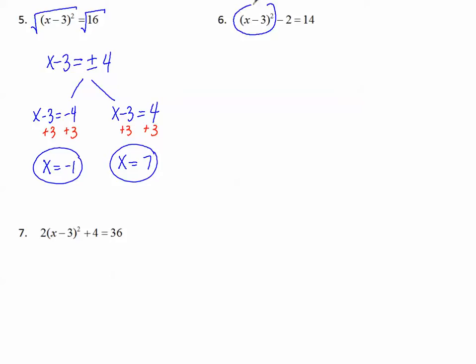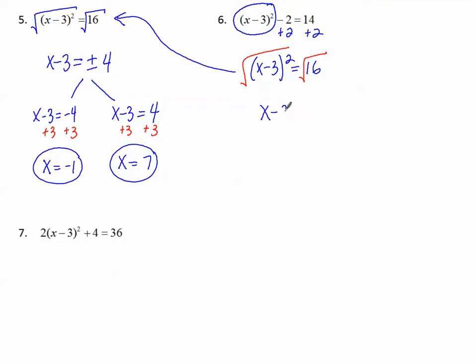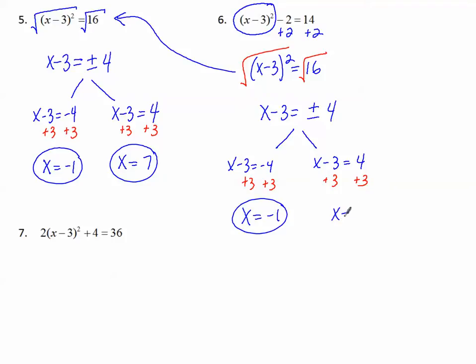Here, the x squared term is not yet by itself, so I add 2 to both sides. X minus 3 squared equals 16, and now I'm to the point where I was before. Going through those steps again, I get rid of the square, take the square root. X minus 3 equals positive and negative 4, and I split it up and I do x minus 3 equals negative 4, x minus 3 equals positive 4. Add the 3 to both sides, and I get x to be negative 1 or 7.